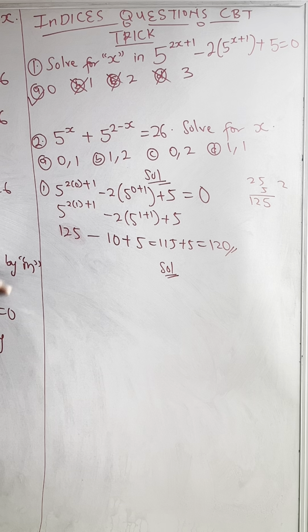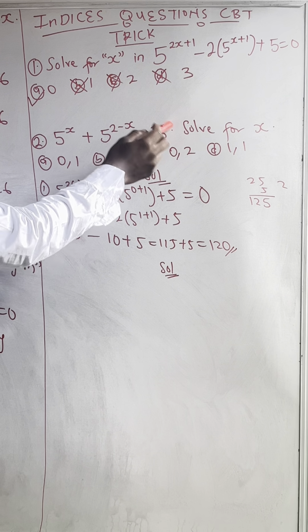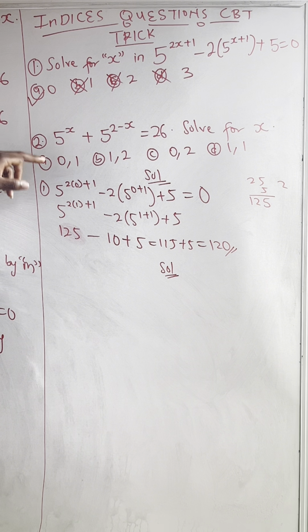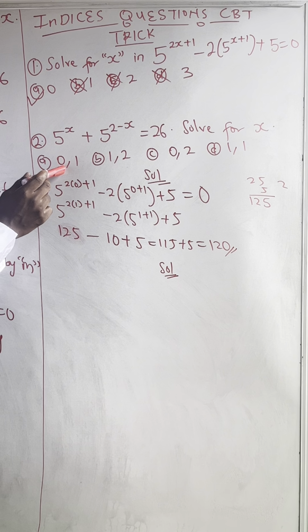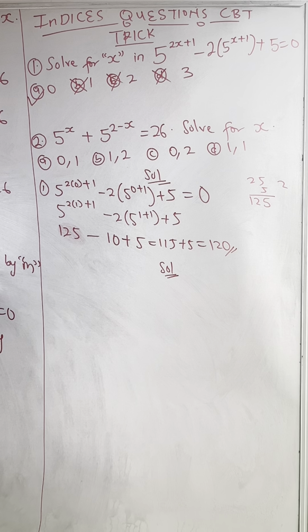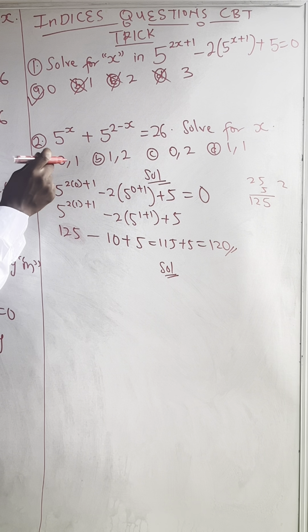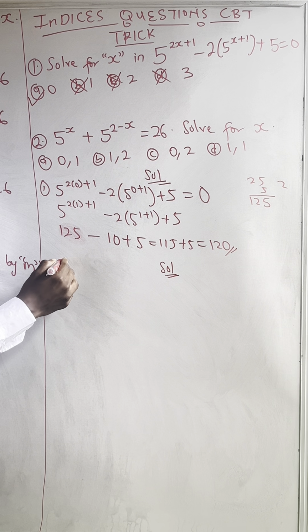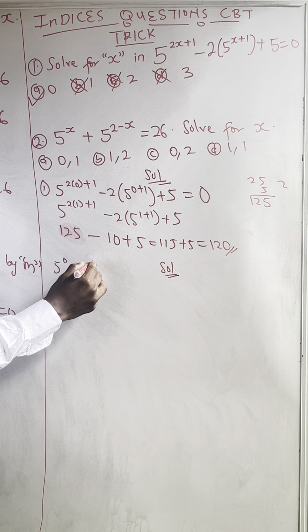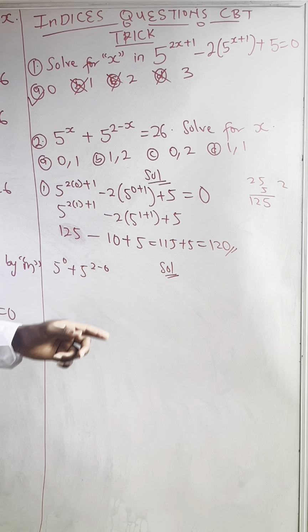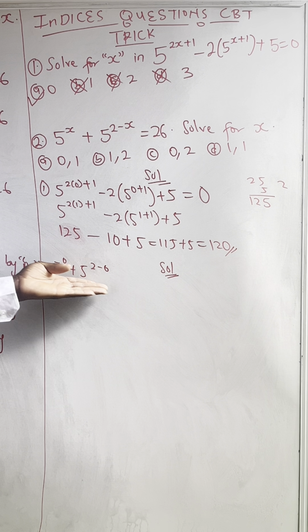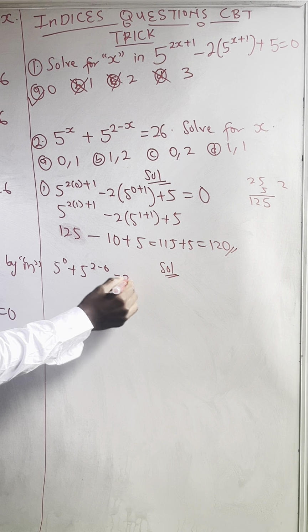What I'm going to do now is just test the options one after the other and see the one that's going to give you the value on this right-hand side. Now, let me start with option A. Option A is 0, 1. If I substitute the 0 here, this will be 5 raised to power 0 plus 5 raised to power 2 minus 0. What is 5 raised to power 0? 1. What is 2 minus 0? 2. Then, this one will give me 26.